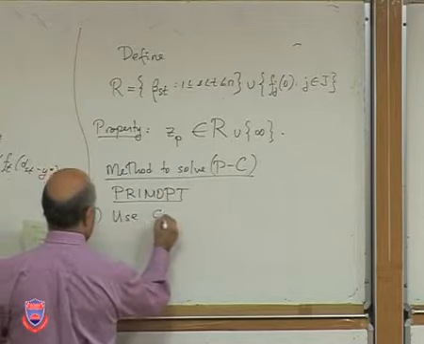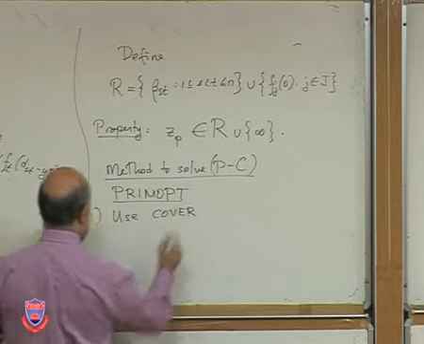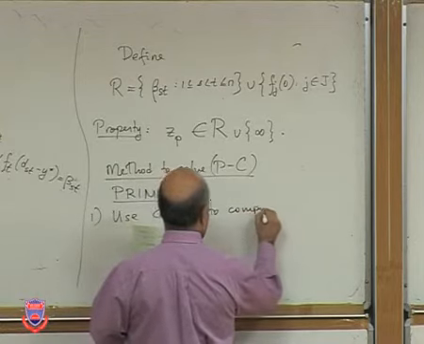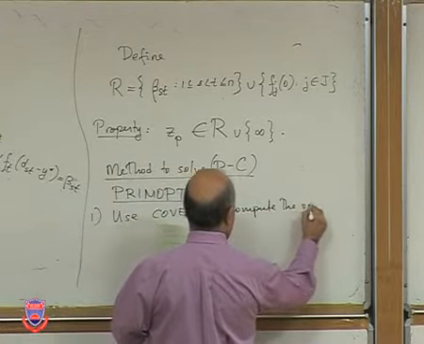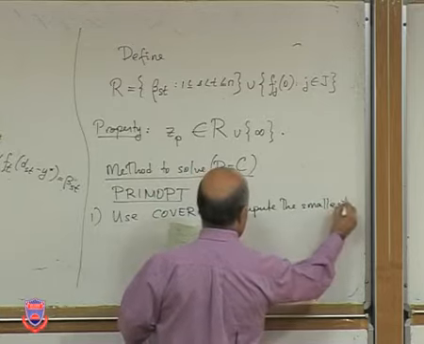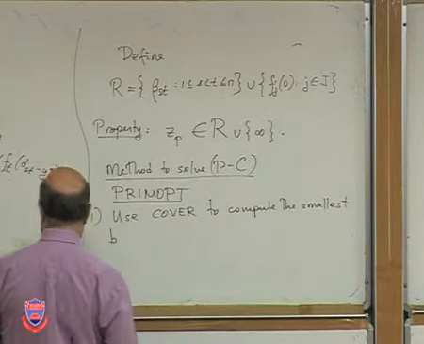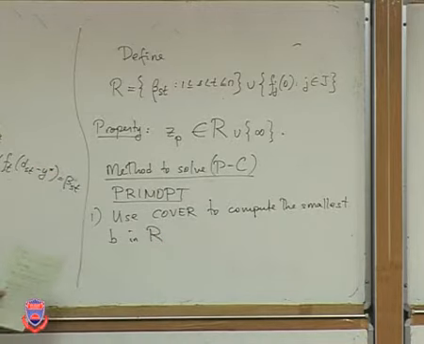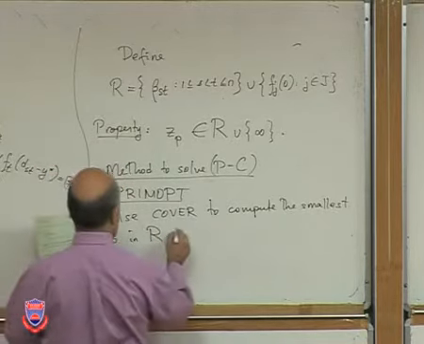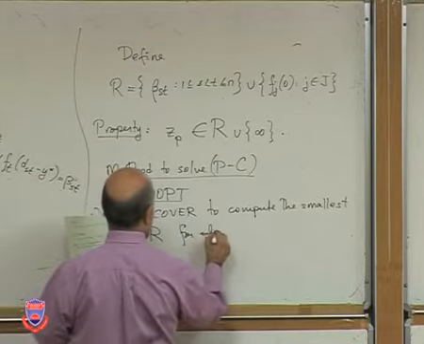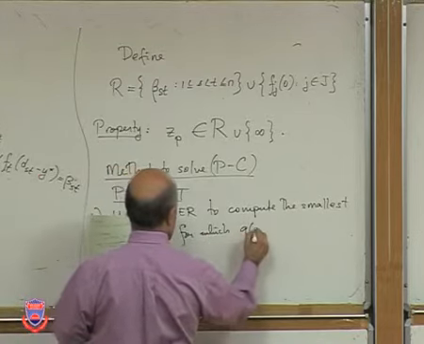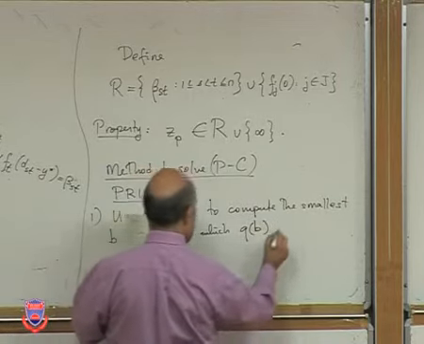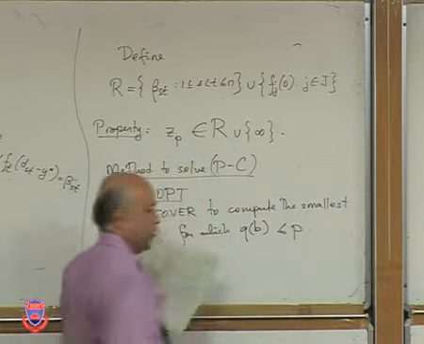use the algorithm Cover to compute the smallest B in the set R for which the covering solution objective value is less or equal p.